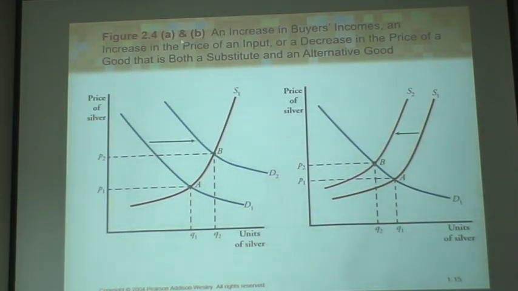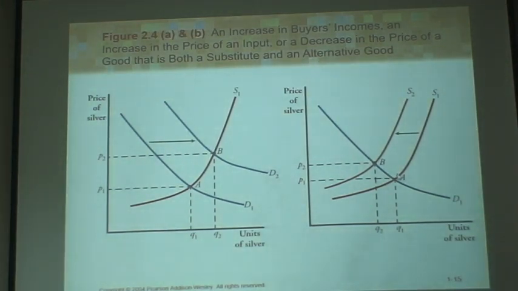Here it says an increase in buyers' income and an increase in the price of an input. So you have two exogenous variables. The first one is an increase in buyers' income. So with an increase in buyers' income, demand increases, because silver is a normal good. And the second is an increase in the price of an input. So cost becomes higher, and if cost becomes higher, you have a decrease in supply. So you have an increase in demand and a decrease in supply.